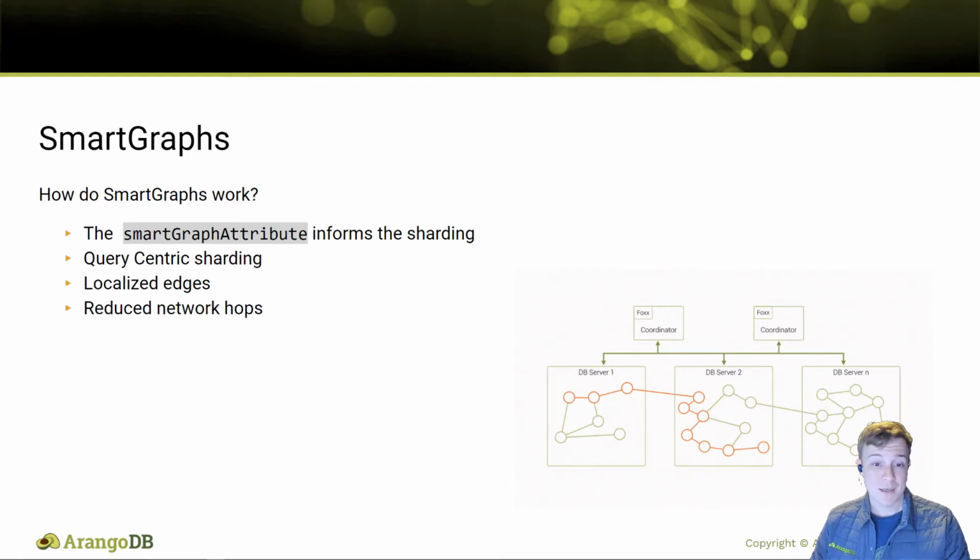Once you've decided on a smart graph attribute, the database server will now attempt to localize the vertices with other vertices that have the same smart graph attribute value, as well as the edges that connect them. This smart sharding results in reduced computation and a reduced number of network hops.